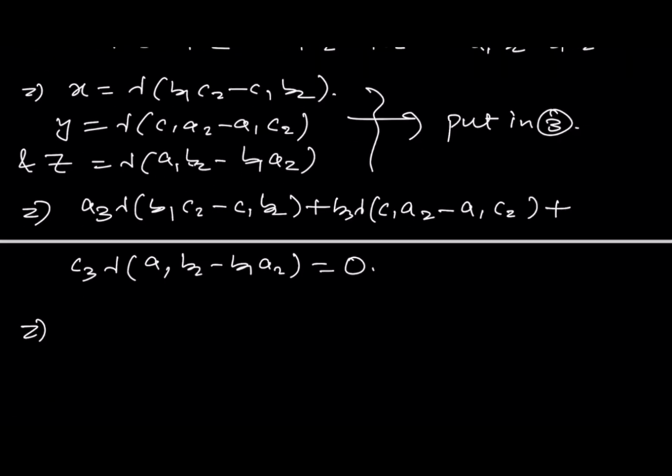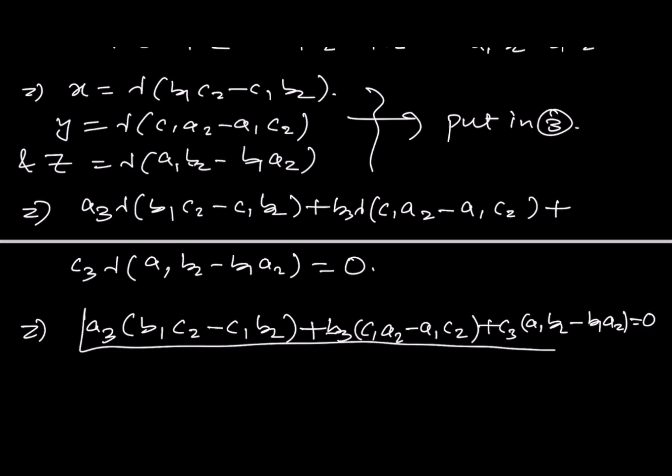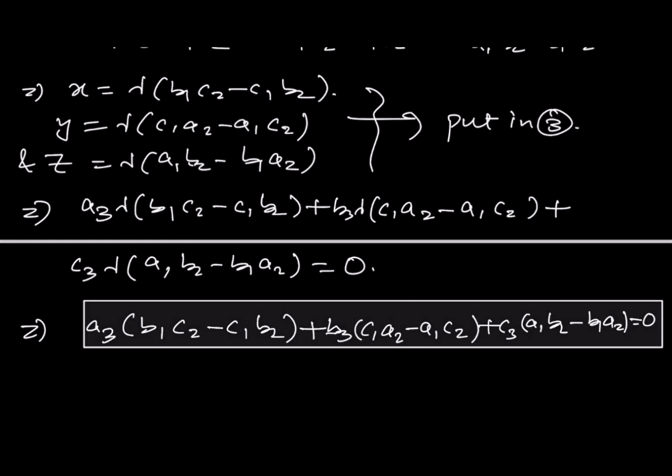So I can take lambda as common, and inside the bracket it will be a3 times b1 c2 minus c1 b2 plus b3 times c1 a2 minus a1 c2 plus c3 times a1 b2 minus b1 a2 is equal to 0, right? And this is what? This is the required eliminant, because in this relation there is no x, y and z.